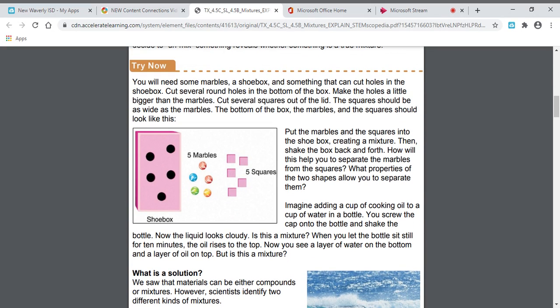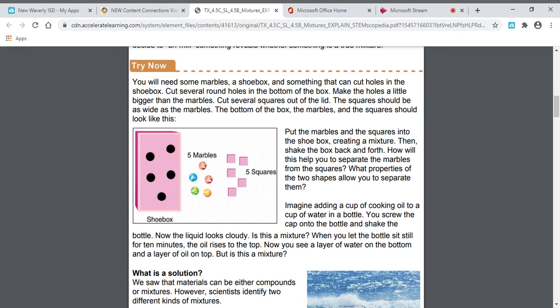So let's read what it says, try now. You will need some marbles, a shoebox, and something that can cut holes in the shoebox. So we're not going to be doing this. I just want to read to y'all what it is. Again, we're not doing this because we need to be able to understand the textbook and the information about mixtures before we begin. So I'm going to continue reading, but again, we're not doing this one.